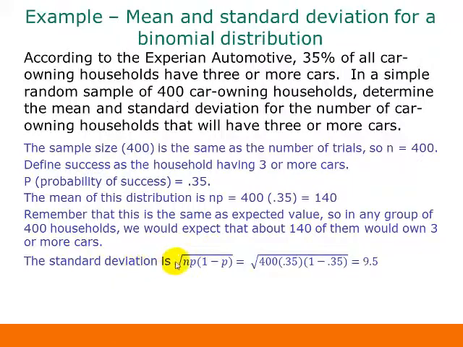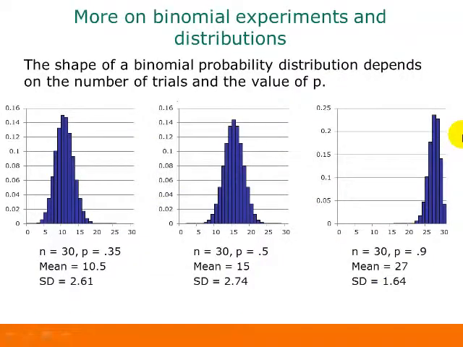Our standard deviation, again, this is an easy formula. All we have to do is take the square root of n times p times 1 minus p, and that gives us 9.5. So if we're thinking about mean and standard deviation, we've got a mean of 140 and a standard deviation of 9.5. Now let's look a little bit more at binomial distributions and the mean and standard deviation.